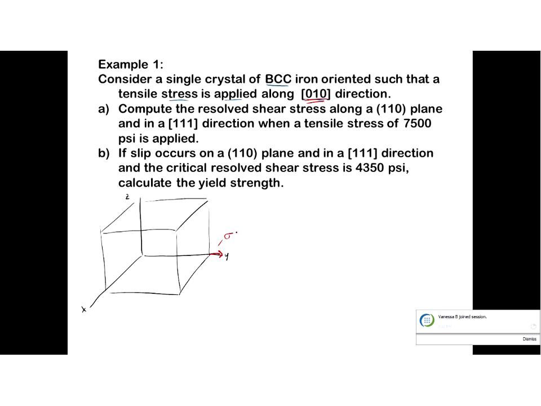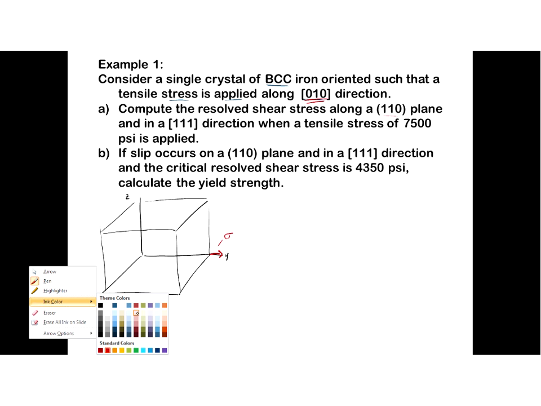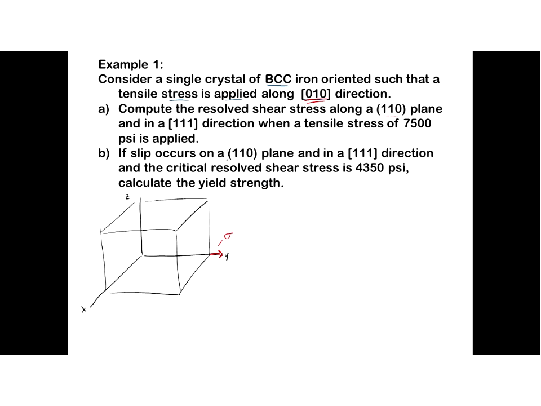And we now want to compute the resolved shear stress along a 110 plane and in a 111 direction when a tensile stress of 7,500 psi is applied. So let's break this down and draw each one of these a piece at a time here. We're talking about the 110 plane, right? So it intercepts the x-axis at 1 and it intercepts the y-axis at 1, right? So it's the plane across the diagonal of the cubic cell, right? Of the unit cell.